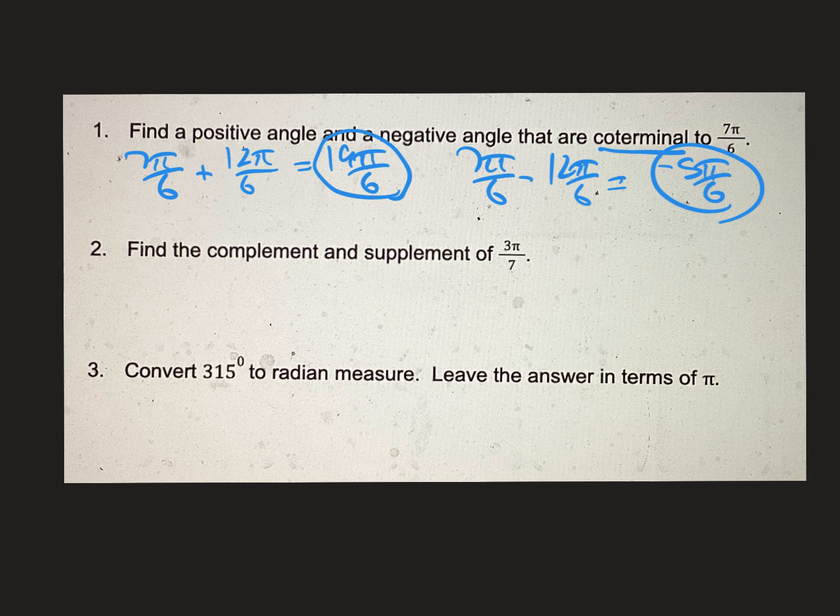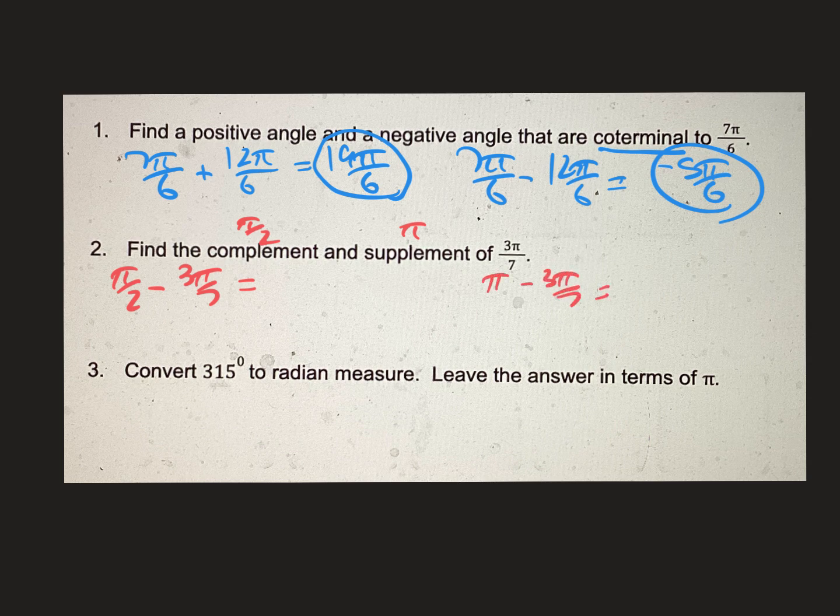Number two, find the complement and supplement. Remember, complement means 90, supplement is 180. Well, 90 in radians is pi over 2. Sorry about that, that's pi over 2. And supplement in radians is 1 pi. So to find the complement, I'm going to do pi over 2 minus 3 pi over 7. See what I get. Now for supplement, I'm going to do pi minus 3 pi over 7. Let's see what I get.